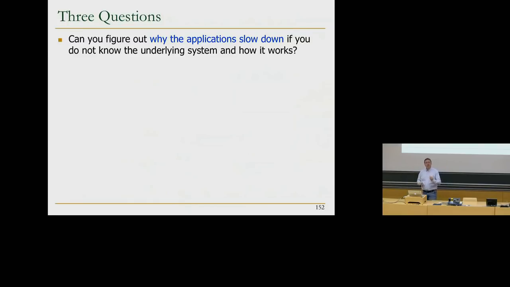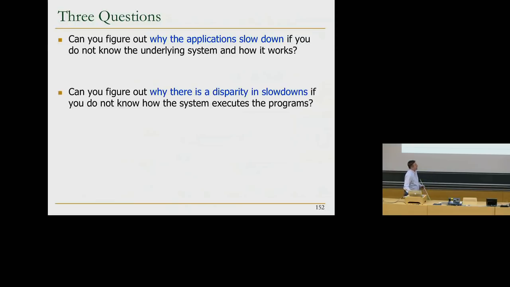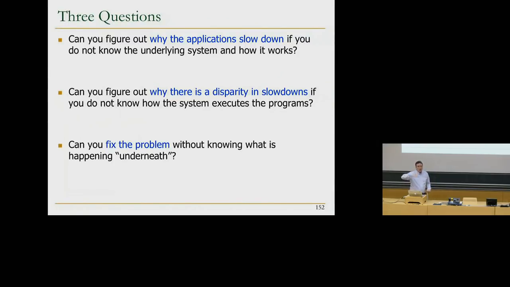It's frustrating. If you're running this program, you say, hey, I have two programs running side by side. There are two cores. They are the same type of cores. And if these two run together, one of them runs much slower than the other one. You'll go mad. Or you'll just give up. And why is there a disparity in slowdowns if you don't know much about what is lying underneath?